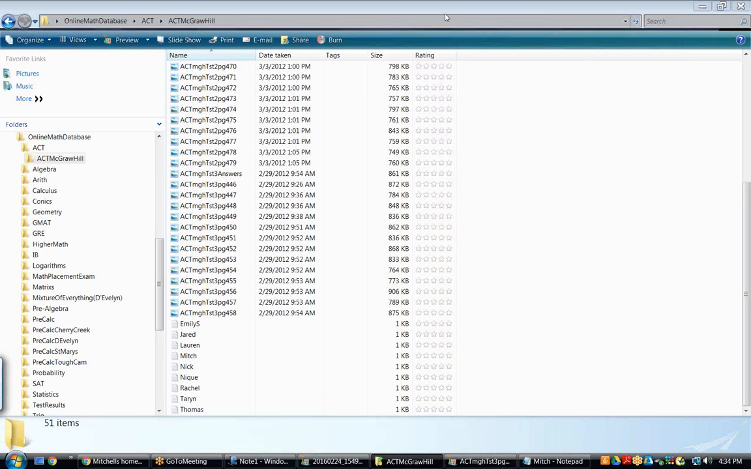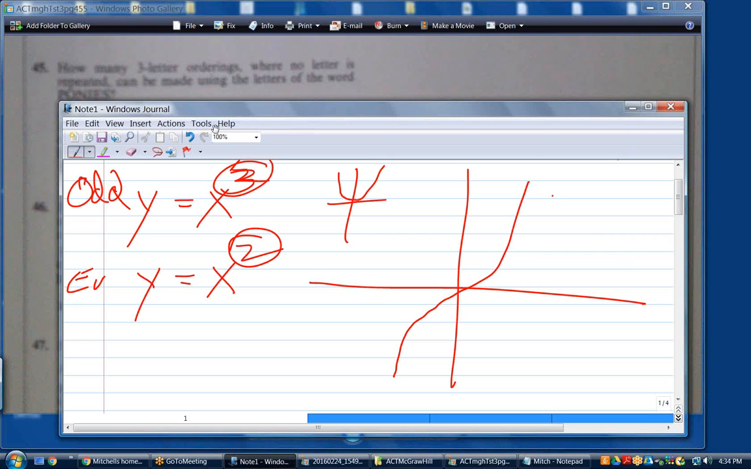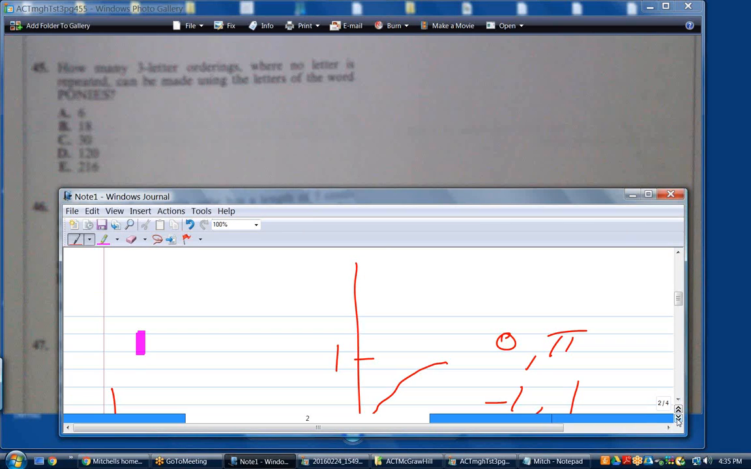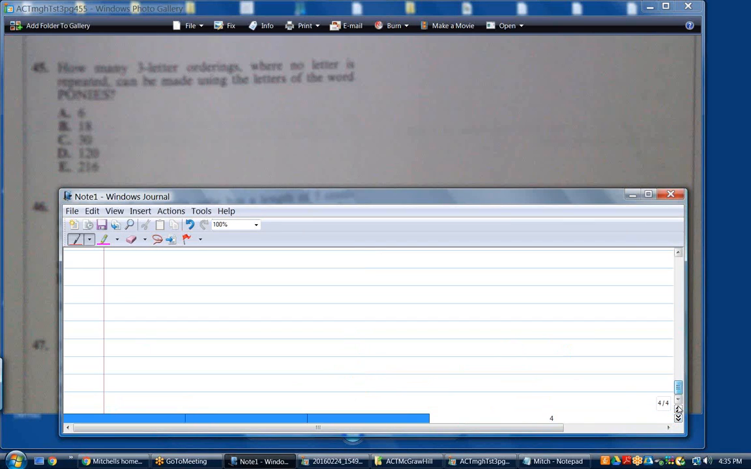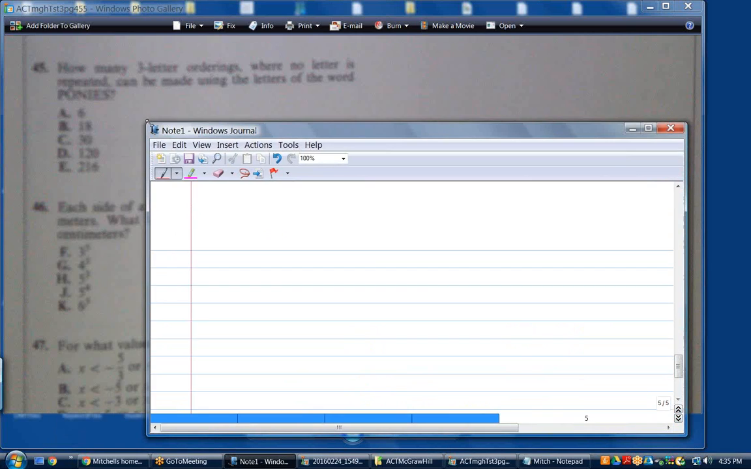You remember it? How many ways can you arrange? How many three-letter orderings can you make with the letters in ponies? Now, it's probably worth going through this one time. You are only going to get at most one question on the ACT test regarding this kind of problem. Okay, because they take forever. No, it's just you have to understand one thing.